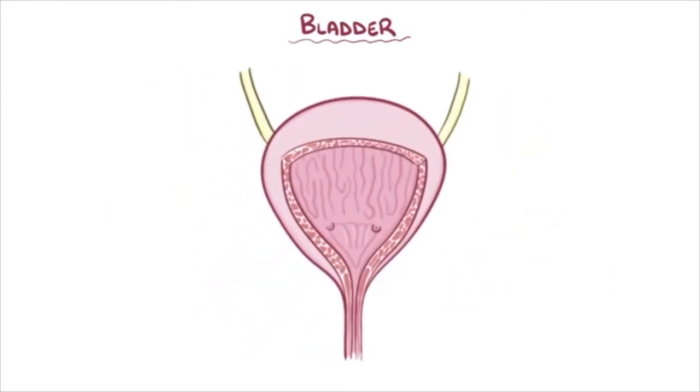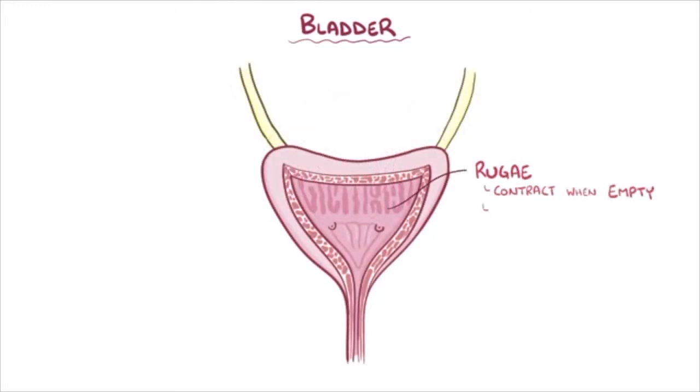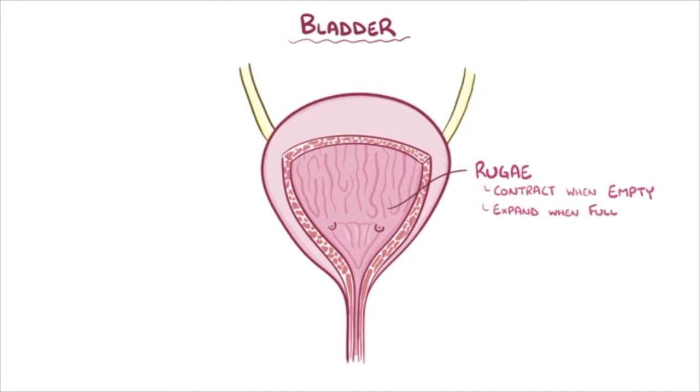The bladder itself is like a balloon. Its muscular wall has tons of folds, called rugae, that can contract when the bladder's emptied of urine and can expand when it's filled with urine.